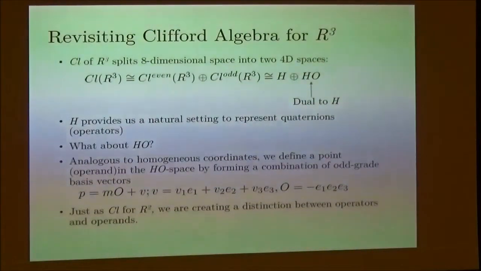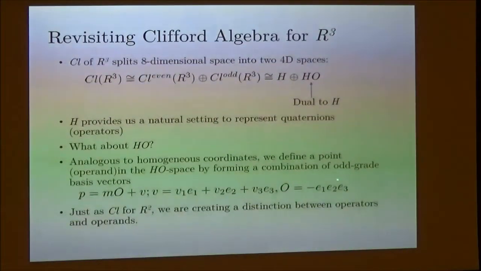What about HO, though? Okay, so just as we were able to define a point by the homogeneous coordinate, we can also define a point in this space. We're looking at this space. This space we already know is quaternion space. This space as a vector like this. Now, notice over here that we pick the pseudoscalar as one of the basis vectors, and we pick v, which is a vector in the 3D space. So essentially, we have now covered all the basis vectors that you find in the Clifford algebra of R3. Right? We have all the even grade vectors here, and in HO, we have all the R3 vectors. All right? And where O is defined as minus the magnitude.